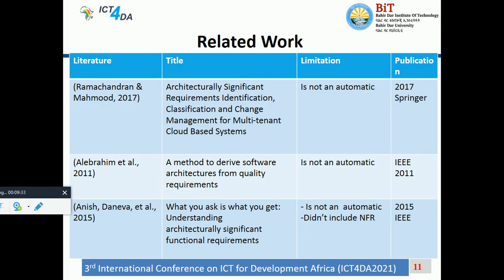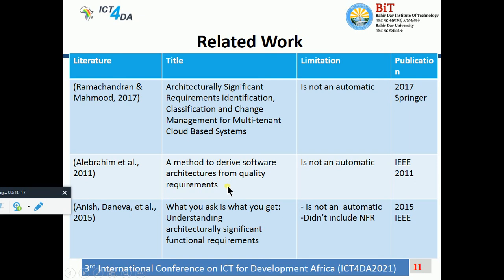So we didn't find exactly related works, but there are somewhat related works. When you see the Metran and Maho 2017 paper, published in a Springer journal, on architecturally significant requirement identification, classification, and change management for multi-tenant cloud-based systems, the limitation is that it is not automatic, it is solely an empirical study. The others are the Abraham et al. paper, which is a method to derive software architecture from quality requirements.